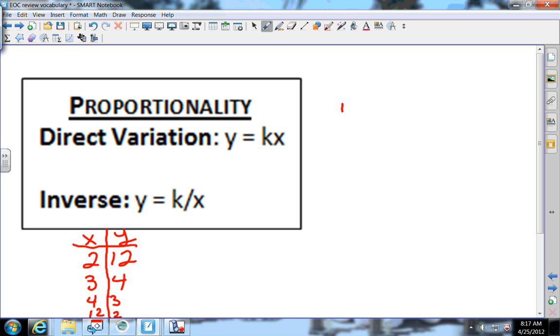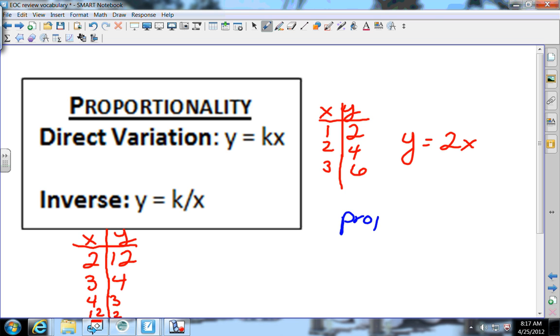Direct variation is when they're proportional. So, for example, this equation would be y equals 2x. When it's a direct variation, well, let me ask this. When it's proportional, what does proportional mean? It goes through the origin. See right here, 0, 0? It goes through the origin.